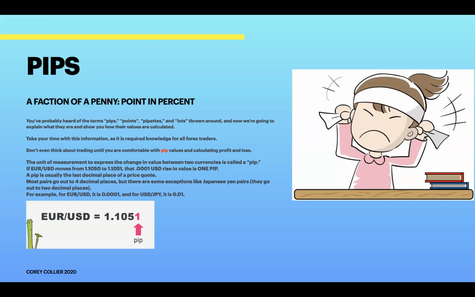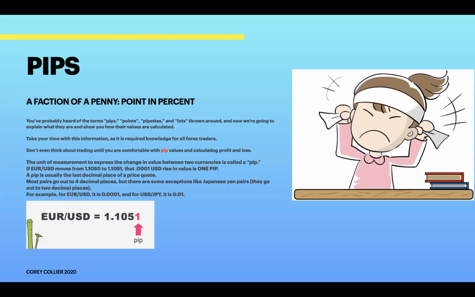So again, guys, take your time with this information. This is required knowledge for all Forex traders. This is your foundation. So don't even think about trading until you're comfortable with pip values. If you can't understand what a pip is, guys, don't try to risk your money. It wouldn't make sense, right? So what is a pip?